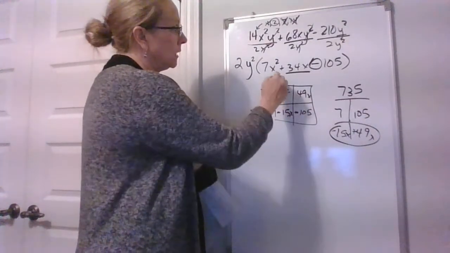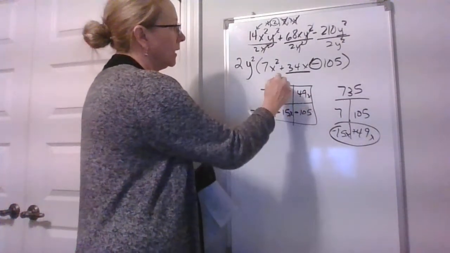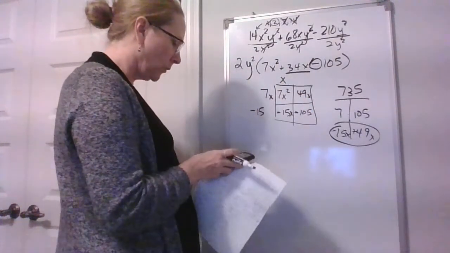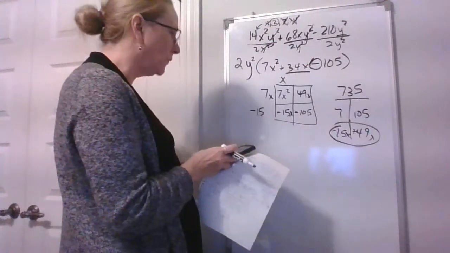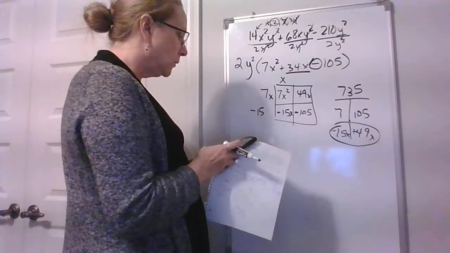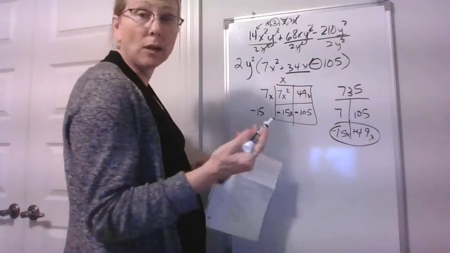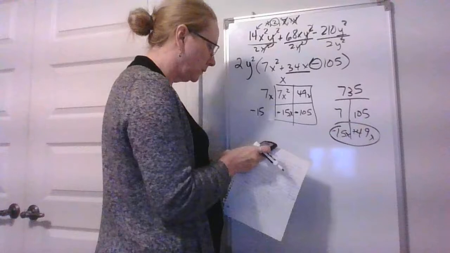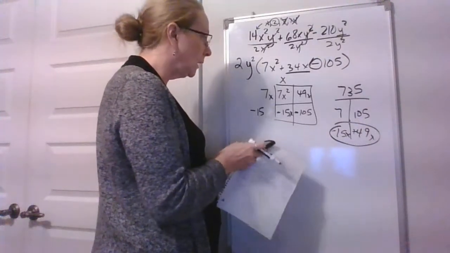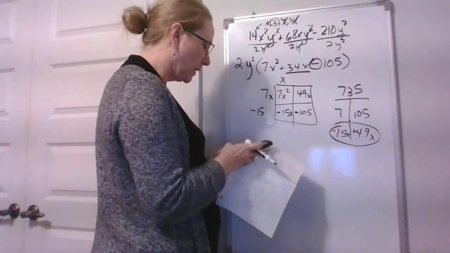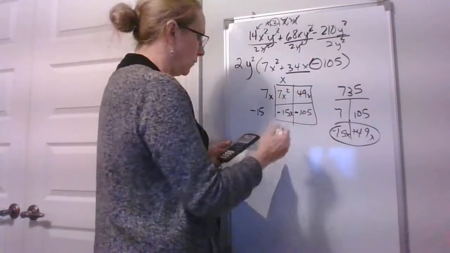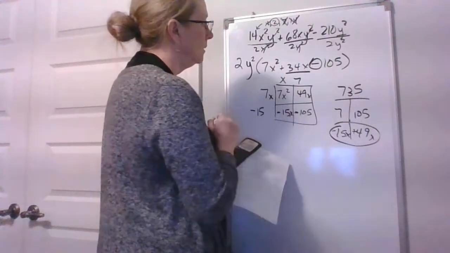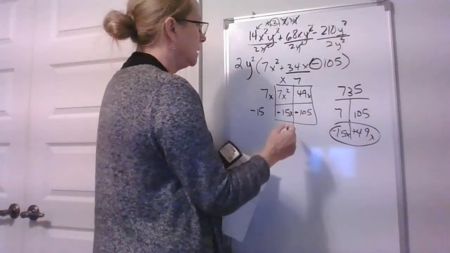What factors out going this way? Well, just x. What factors out this way? Well, I don't think anything else is going to go into 105. Just double checking. Oh, 7 does. So 7 goes into 49 and 105. Just double checking. 105 divided by 7, because that's the factors of 49. So 7 goes in and nothing else.